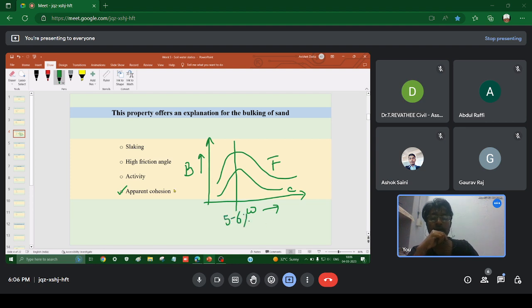So this phenomenon can be explained by apparent cohesion, because sand particles do not have cohesion, right? They are actually cohesionless soil, but these interparticle adhesive forces make it seem that they have cohesion. So apparent cohesion gives an explanation for the bulking of sand. I hope it's clear. Any doubt?